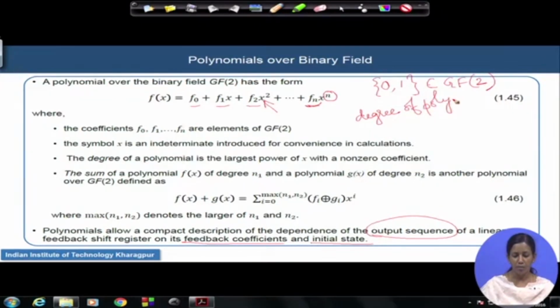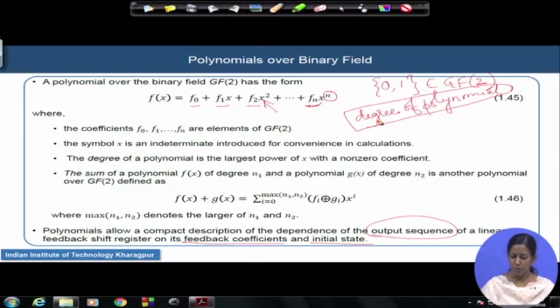This degree will be repeatedly called upon, because there are several relations of this degree with the generator polynomial and the generating function, as well as the characteristic polynomial. Degree will be used repeatedly to define several characteristics of the generated polynomial in Galois field 2 in the context of the linear feedback shift register.